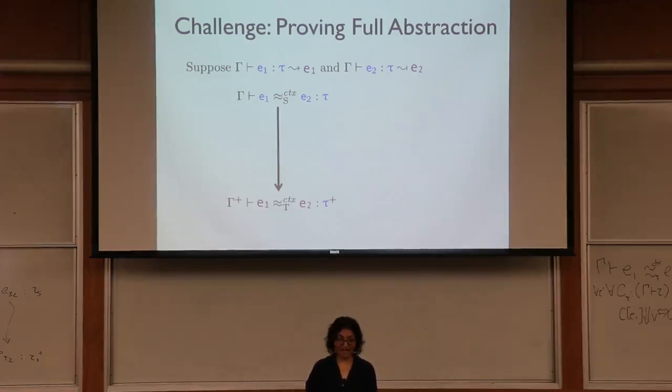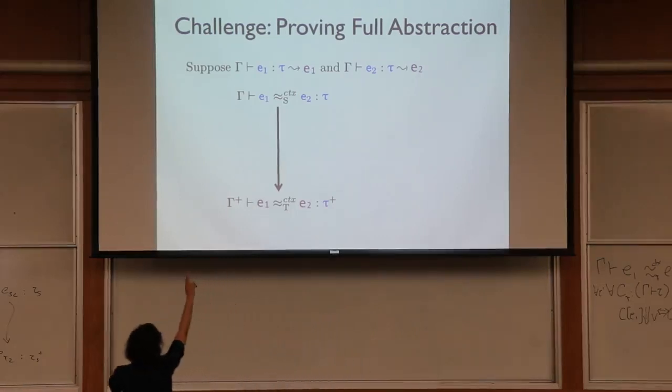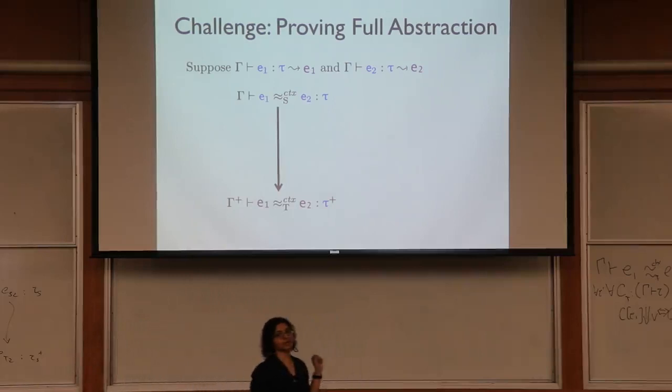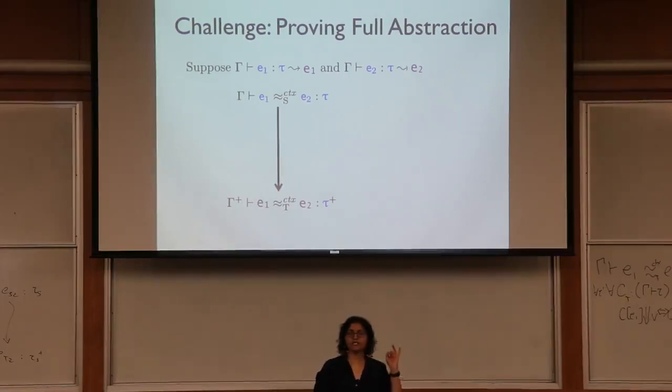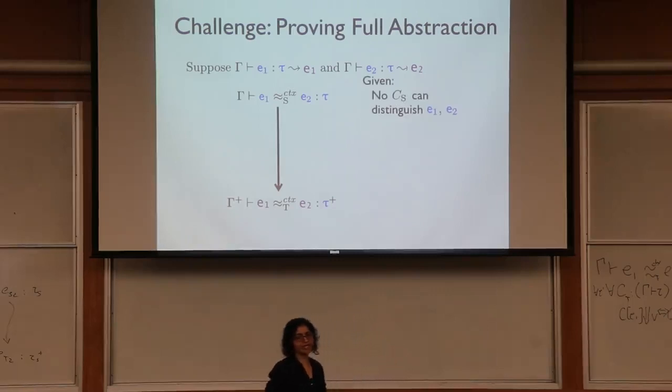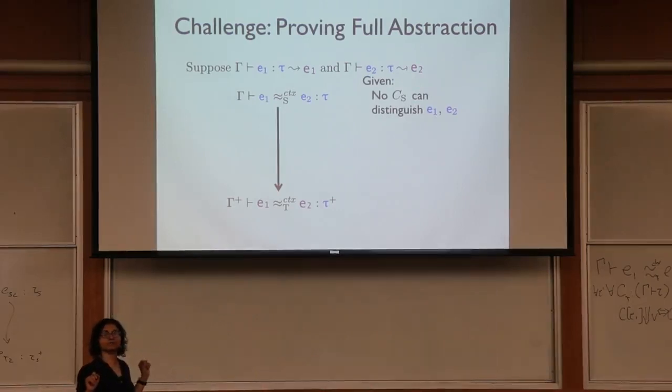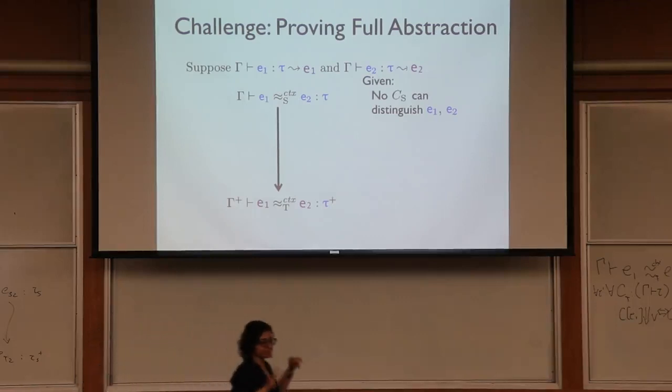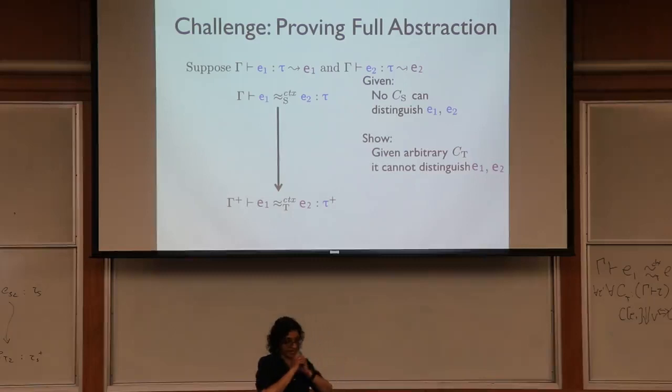Proving it is hard. And I've already alluded to this a little bit. So I have E1 and E2 at the source that are being compiled to my target E1 and E2, and let's assume I have a type-preserving compiler. What do we have to do to prove full abstraction, right? So we are given that the source E1 and E2 are contextually equivalent. So there's no source context that can tell the difference between them, right? That's what contextual equivalence says, or same observables. All right, what we have to show is that given an arbitrary target context, it should not be able to tell the difference between the compiled E1 and E2.